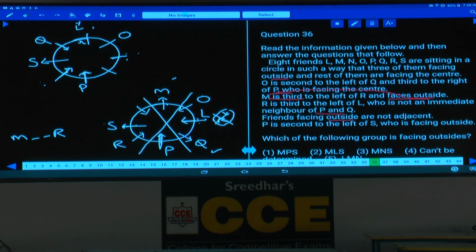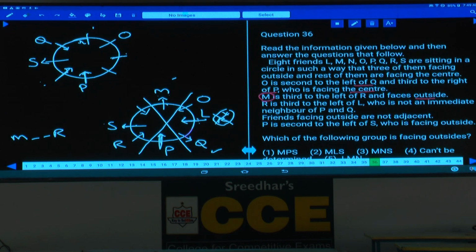Are you following this one or not? Now we are left with only this case. Now let us check out in this case. Now in this case, what is the information here? Let us start with what? P, S, Q and O were done. Then O is seated second to the left of Q and third to the right of P. P is facing the center. M is third to the left of R and M is facing outside. Now M is facing outside.